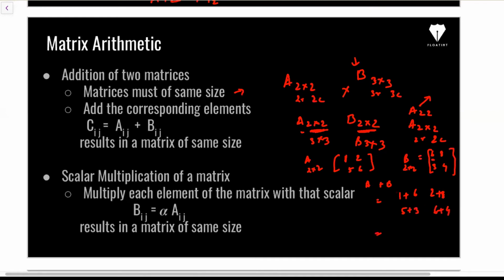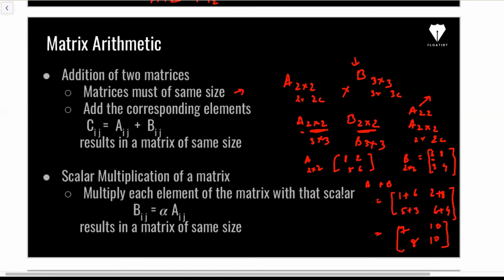And the resultant will be 7, 10, 8, 10. Right? Like this we add. So this is pretty general. Element-wise addition will happen.